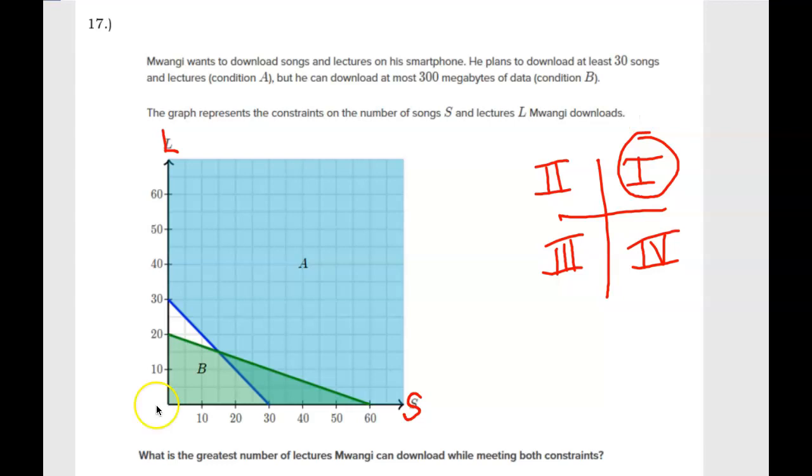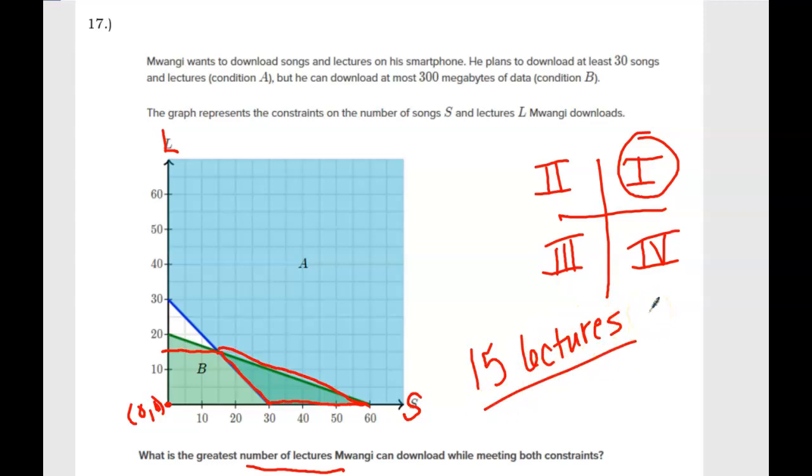All right, so this is 0. So right here, this is kind of like the 0, 0. And so your songs are on the x-axis, your lectures are on the y. When we graph the two inequalities, we find that this area, the overlapping area, is the solution area. Since the question is asking for the greatest number of lectures, the greatest number of lectures would be way up here, and it looks like it would be at 15. So 15 lectures.